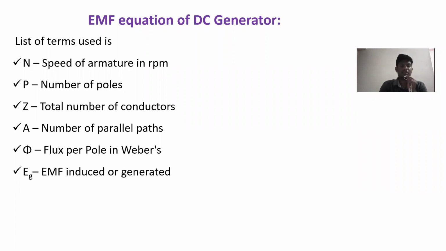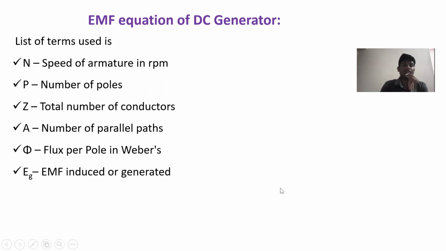Capital A is the number of parallel paths. It depends upon the type of connection of the armature winding. This is the phi symbol, which is for flux per pole. It is in units of Webers. And capital E suffix G is nothing but the induced EMF or generated EMF.